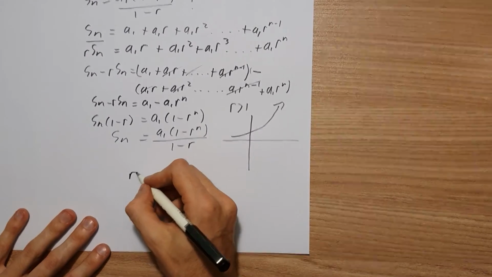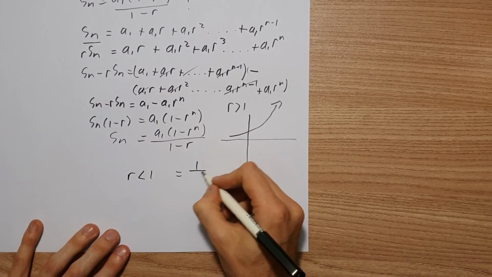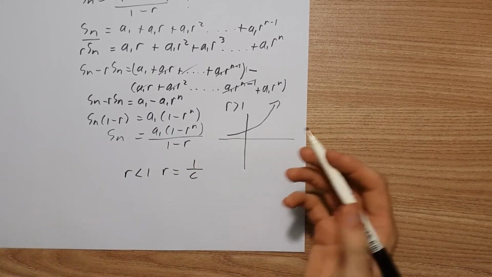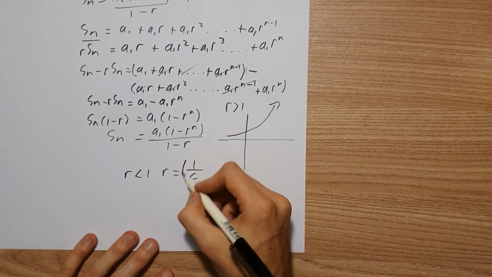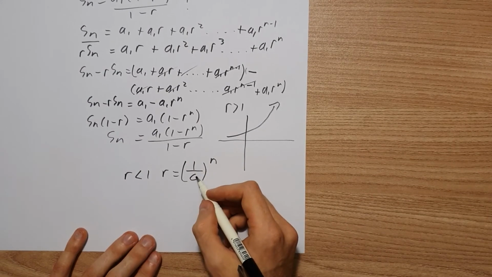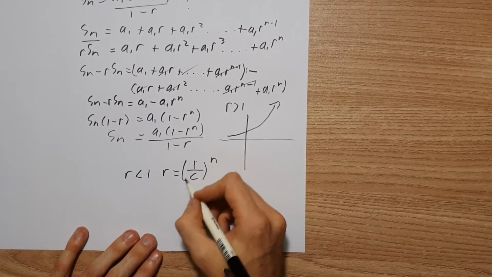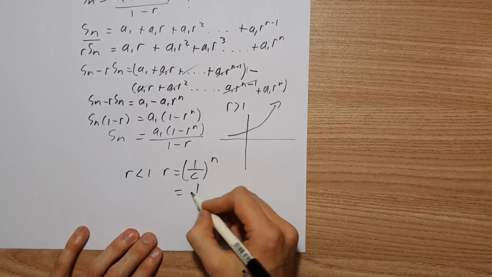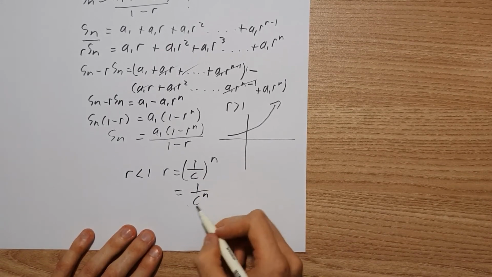If r is less than 1, it means it's a fraction, which means we have 1 over c. So r equals, let's say, 1 over 2, 1 over 5. But this is still to the power of n, which means now we have a really small number. So 1 over c to the power of n means that this number is getting extremely small.